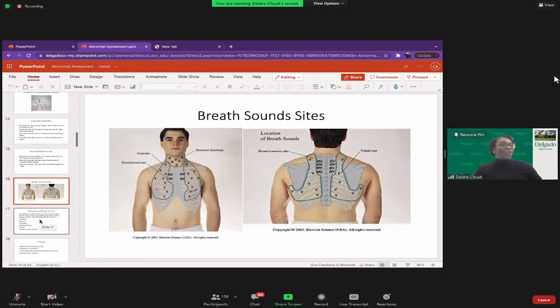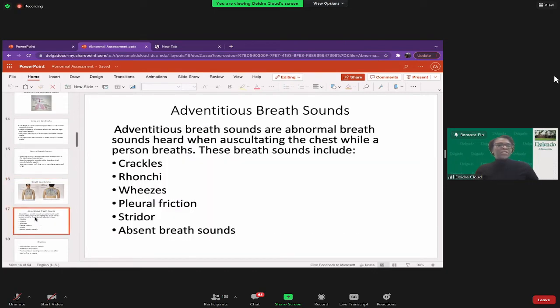So when things aren't normal, we come into abnormal breath sounds, and this is what we're going to start paying attention to. We need to recognize why we're getting adventitious breath sounds and what the probable cause is. How is it treated? How do we know these patients are getting better?